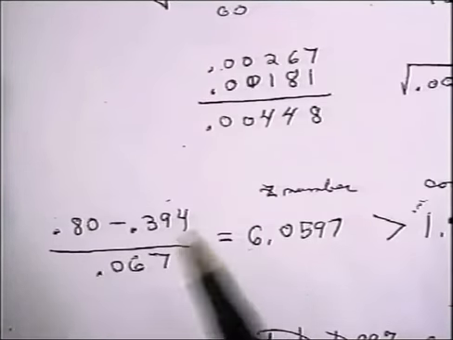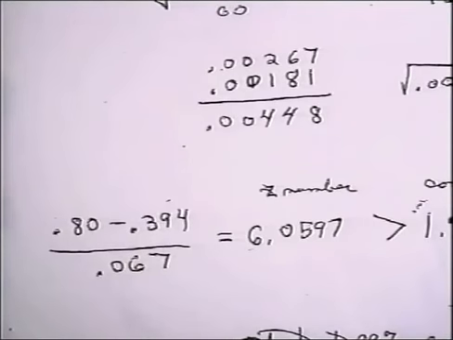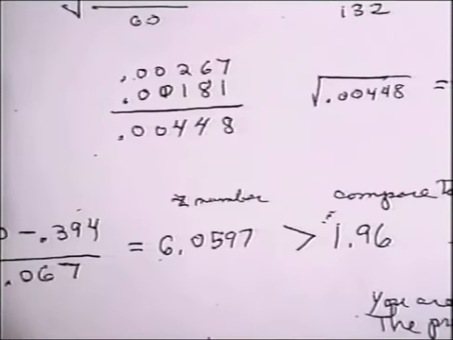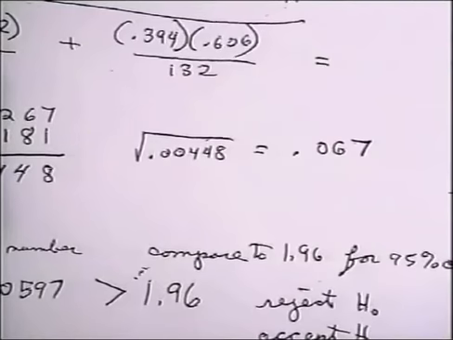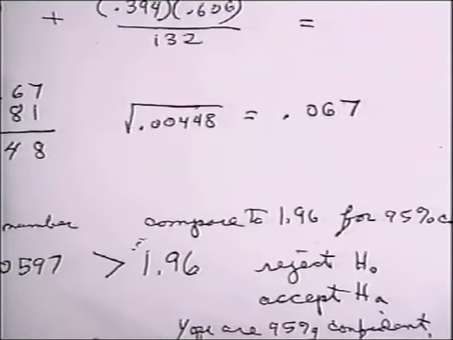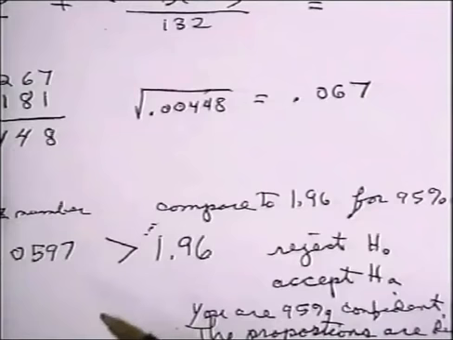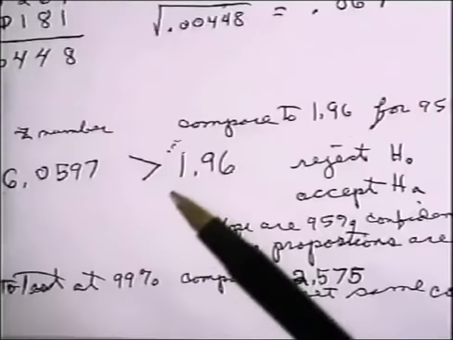0.80 was the female, minus 0.394 was the male, divided by the standard deviation. This gives me a Z number of 6.0597. Remember, this is normally distributed, so this is a Z test. If I'm testing at 95%, I'm going to compare against 1.96. 6.059 is way, way, way over that. So I would reject the null hypothesis and accept the alternate hypothesis. I'm over 95% confident that there is a significant difference, or significantly greater if I was testing one-tailed.